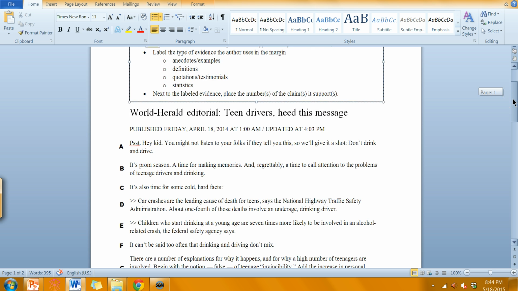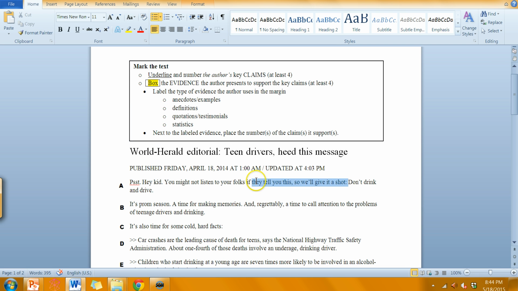"Psst, hey kid, you might not listen to your folks if they tell you this, so we'll give it a shot. Don't drink and drive." Here we've got a couple sentences that are just opening up the article, kind of an attention grabber. However, when we see this bottom part right here, we see a claim. It's something that the author is owning. It is something that you can argue for and against, although I would hope nobody would really want to argue against it, but you could. And also, again, it's something that you could put "I believe" in front of.